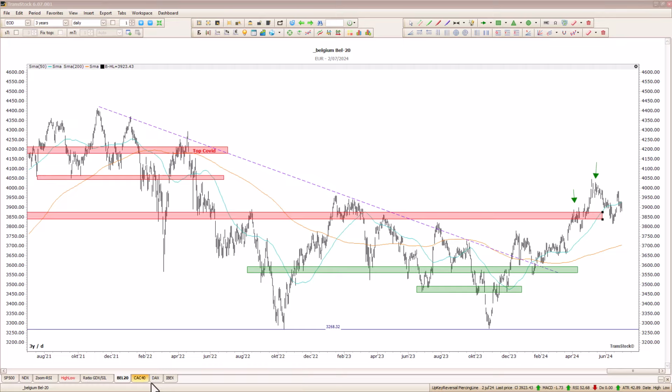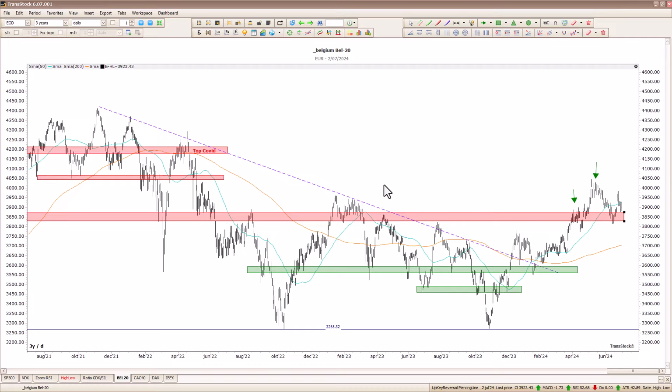Focusing on Europe, I'll start with the BEL 20, the main index of Belgium, one of the weakest indices in Europe for the last 5 years. Recently, we saw some improvements, but we need to stay above that 3,800, 3,850 level. The 200-day moving average is pointing up again, which is good, of course, but the 50-day moving average is losing a little power.